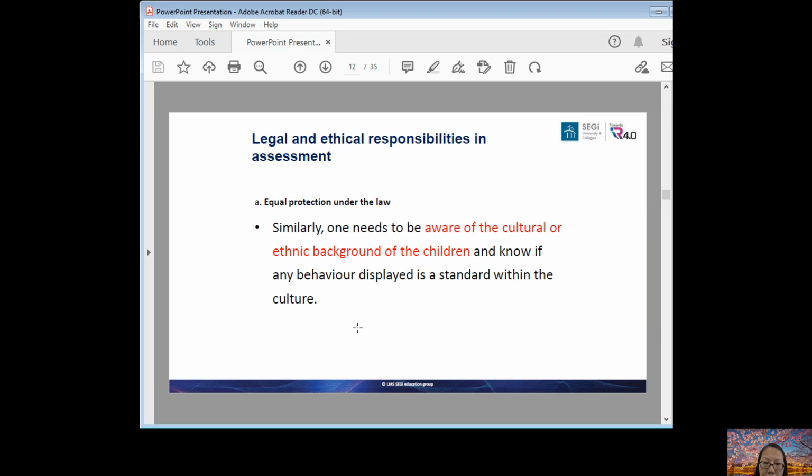So as I mentioned, equal protection under the law. Similarly, one needs to be aware of the cultural or ethnic background of the children. Know their culture, know their background, and know if any behavior displayed is standard within the culture. The behavior they display, is it something very unique? It may be unique to you, but in the culture, is it normal? So you need to know all this before you draw a conclusion or give an interpretation or an evaluation on the assessment.